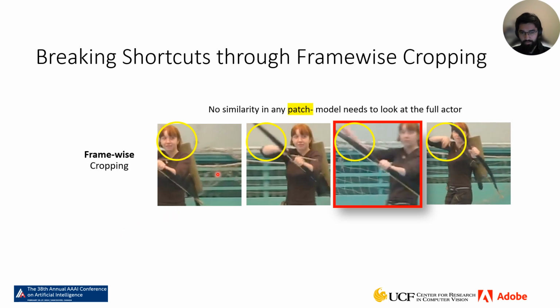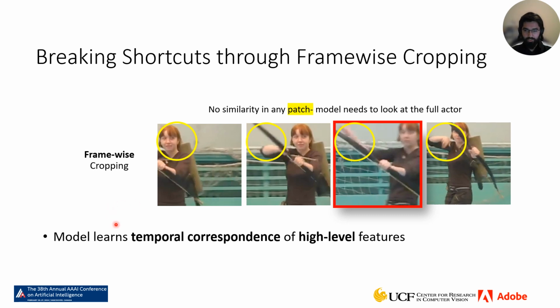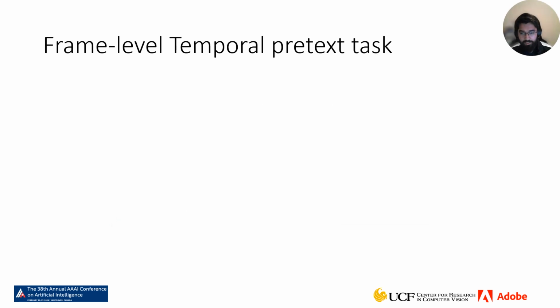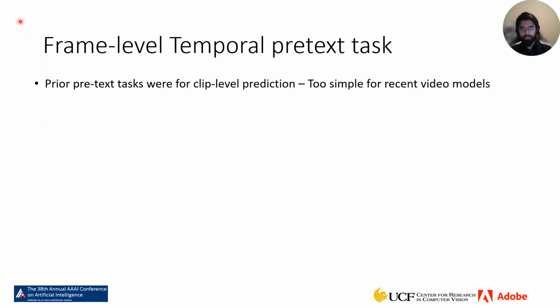So to solve this kind of pretext task for which frame is out of order, a model really needs to look into how the entire actor moves throughout the video, and the model ends up learning really good high-level temporal correspondence of the features. Prior temporal pretext tasks were designed to make a sequence level or clip level prediction, which is in a way too simple for recent video models, and it doesn't end up learning effective spatiotemporal features.